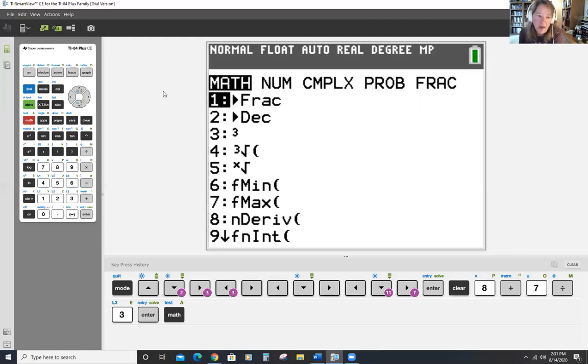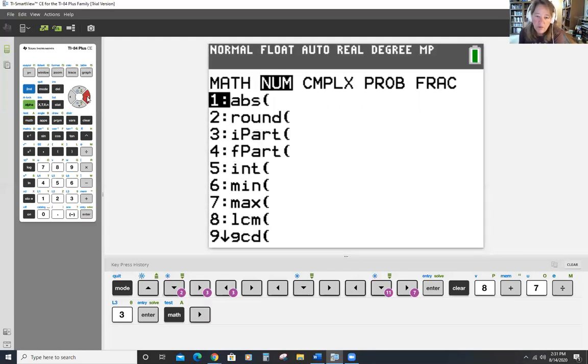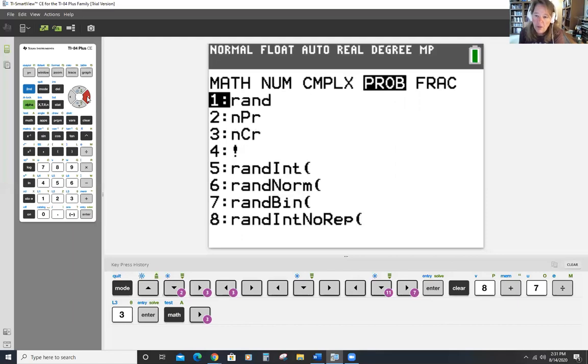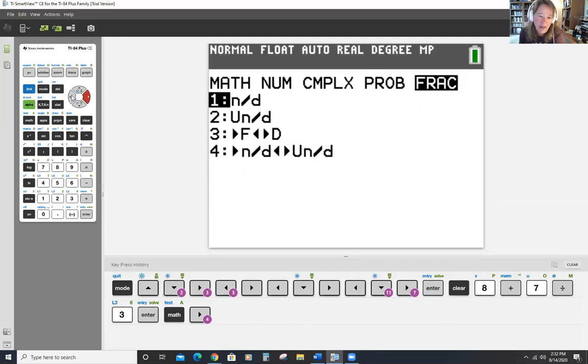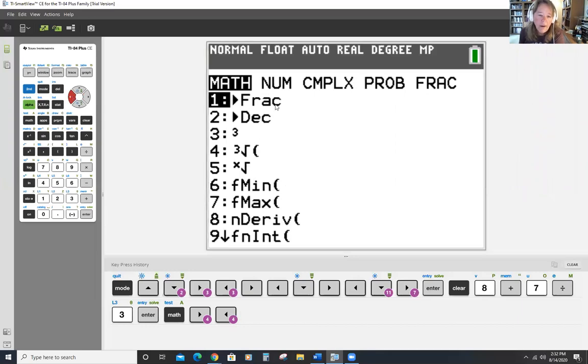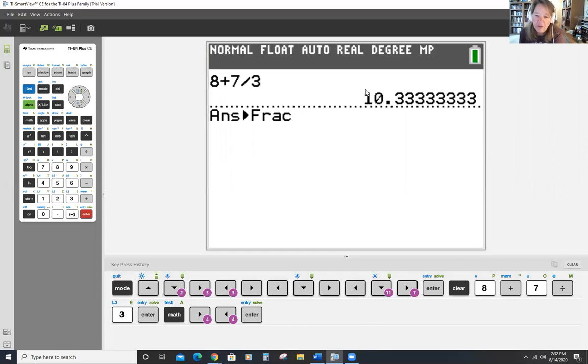If we wanted some of these other menus, we could go across to numbers, complex numbers, probability, and fractions. We're going to go back to math. We want our answer as a fraction, and since that one's highlighted, if we hit enter, that's the one we choose. So we hit enter. And it's saying, hey, that answer you just had a minute ago, do you want it as a fraction? And we do, so we hit enter again. So it's 31/3. Like I said, that one's pretty easy. You could do it in your head, but the calculator will also do it for you. It works better on more complicated numbers.